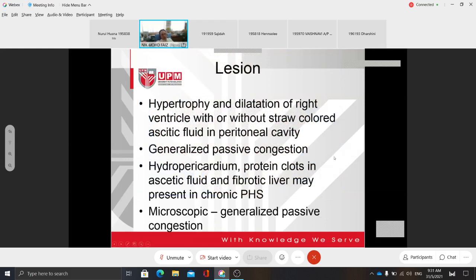If you do postmortem, you'll see hypertrophy and dilatation of the right ventricle, with or without straw-colored ascitic fluid in the peritoneal cavity, generalized passive congestion, and hydropericardium, which means the heart has a sac, and the sac is filled with fluid. Protein clots in ascitic fluid and a fibrotic liver may be present in chronic pulmonary hypertension syndrome. Microscopically, you just see generalized passive congestion.